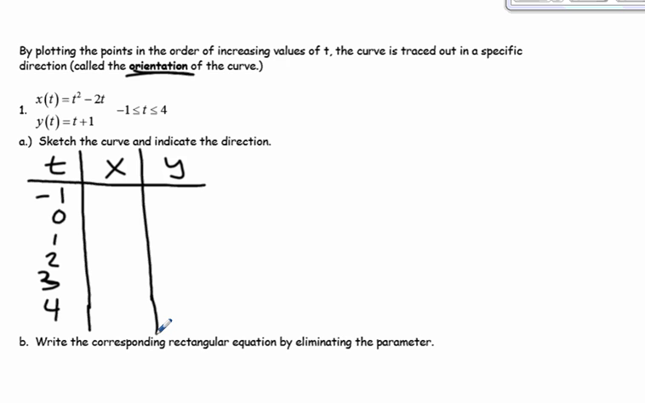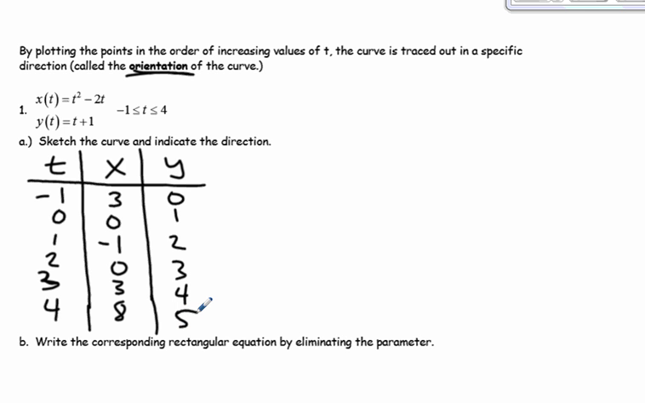When I plug -1 into t squared minus 2t, you get 3. Plug in 0, you get 0, and so on and so forth. When we plug in our t values for y, that's much easier. It's just t plus 1. So we have 0, 1, 2, 3, 4, 5.